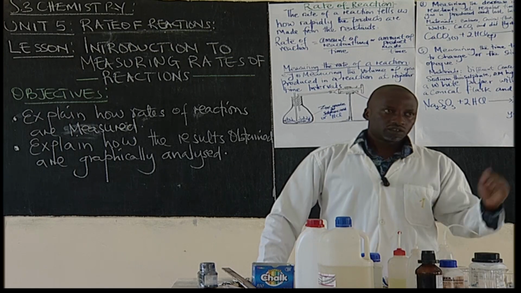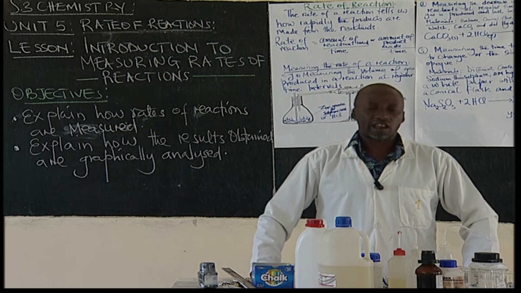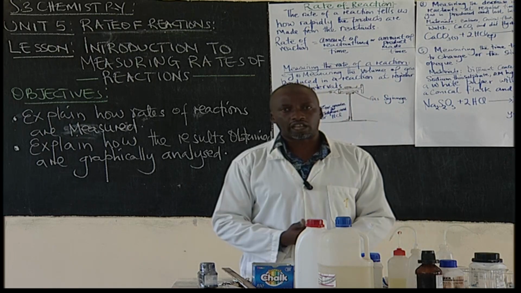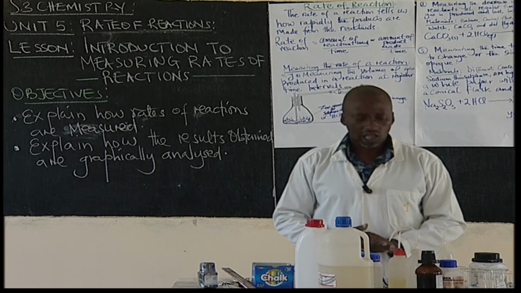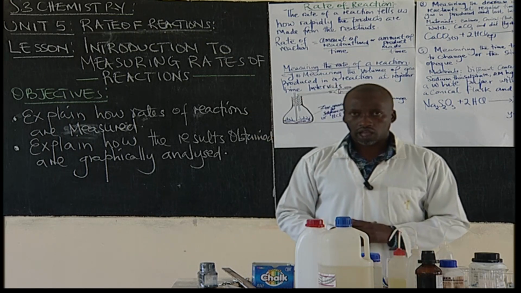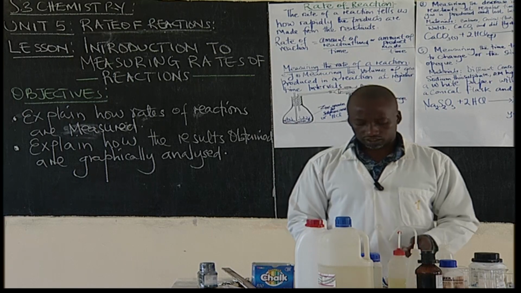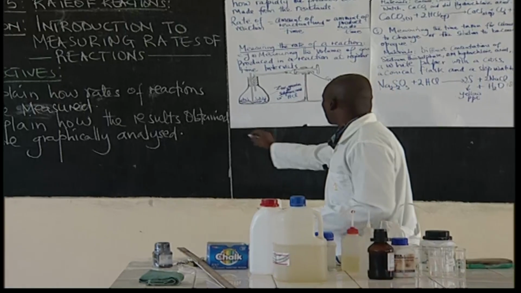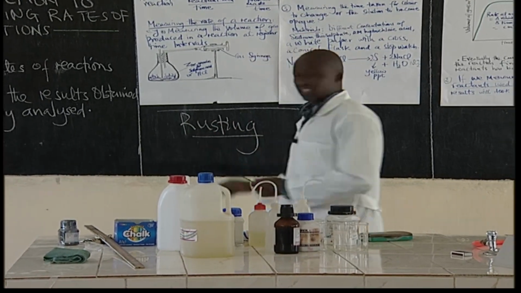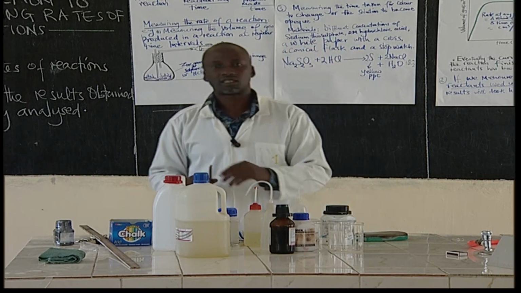So usually some reactions are very slow, and the reactions that we encounter in everyday life, some of them are very slow, others are very fast, others even take days to occur. An example of the slow reaction I can give is the rusting. If you remember what we mean by the rusting. Rusting is one of the examples of the reactions that take place slowly.